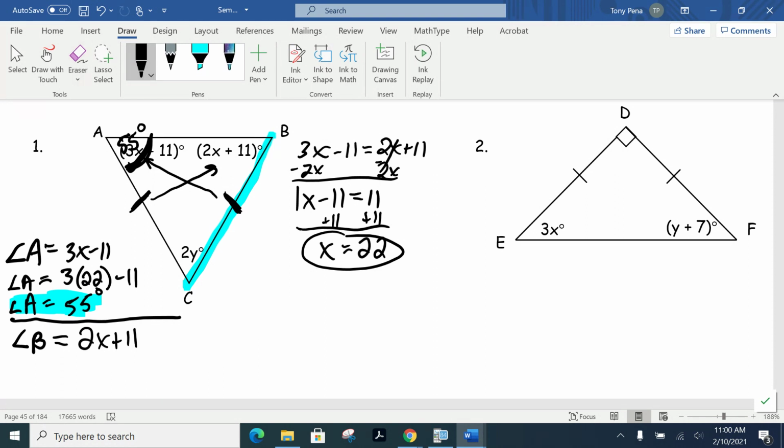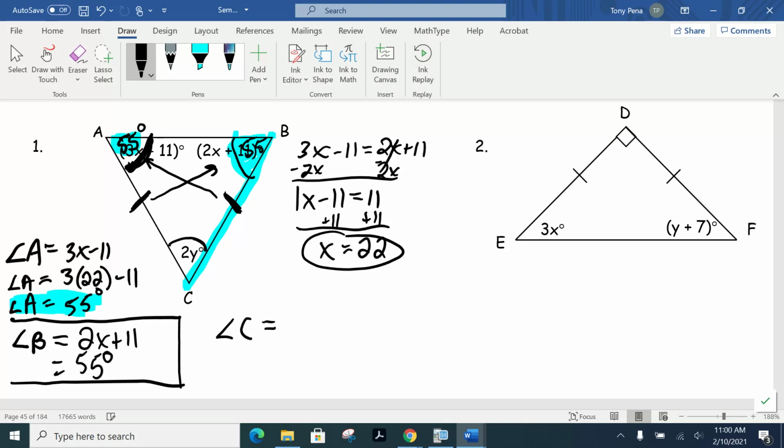because the whole idea is that these two angles have to be congruent. So as soon as I know that this one is 55 degrees, this angle here would also have to be 55 degrees. All right, so angle B would also be 55 degrees. And then the last angle that we need is angle C.